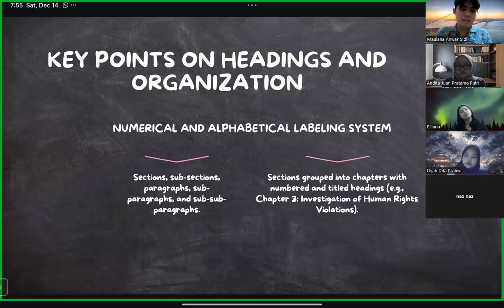The next one is sections are further grouped into chapters, and each has a number and a descriptive title. For example, Chapter 3, Investigation of Human Rights Violation. It outlines the responsibilities and the processes related to addressing human rights abuse. Next.